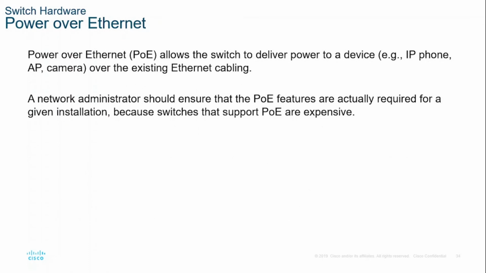Power over Ethernet allows the switch to deliver power to a device over existing Ethernet cabling. This feature can be used by IP phones and wireless access points. There is no need for a separate adapter to power the device, because Power over Ethernet has embedded power in the cable. A network administrator should ensure that the PoE features are actually required for a given installation, because switches that support PoE are expensive.